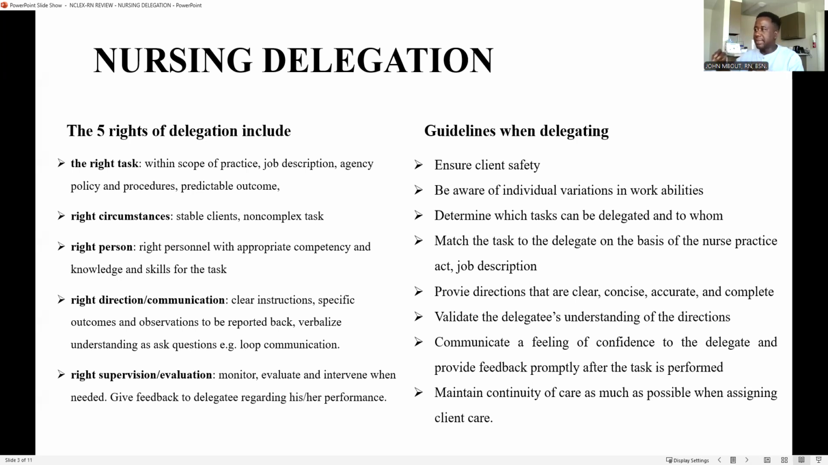Match the task to the delegate on the basis of the Nurse Practice Act. We'll talk about the Nurse Practice Act over and over. Provide direction that is clear, concise, accurate, and complete. Validate the delegatee's understanding of the direction. Loop communication. Communicate with confidence. Maintain continuity of care as much as possible when assigning client care. This is very important.